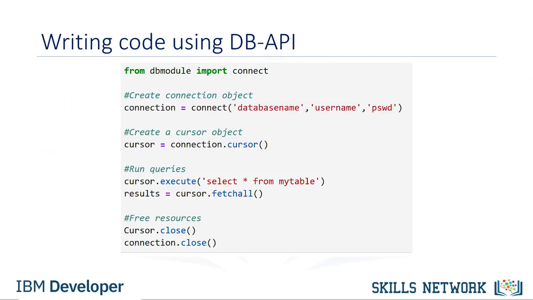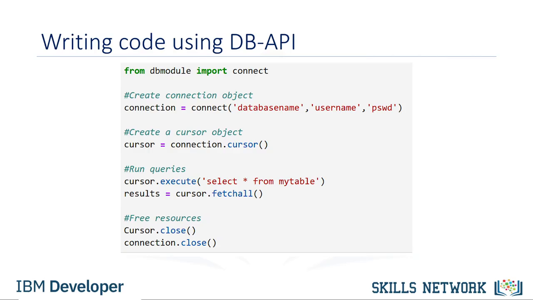Let's walk through a Python application that uses the DB API to query a database. First, you import your database module by using the connect API from that module. To open a connection to the database, you use the connection function and pass in the parameters, that is, the database name, username, and password. The connect function returns a connection object.